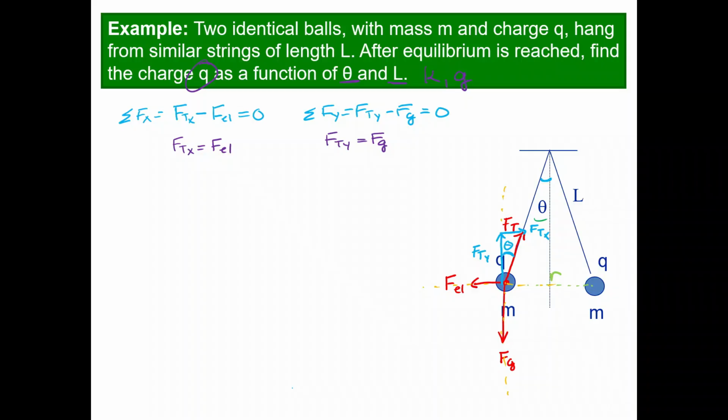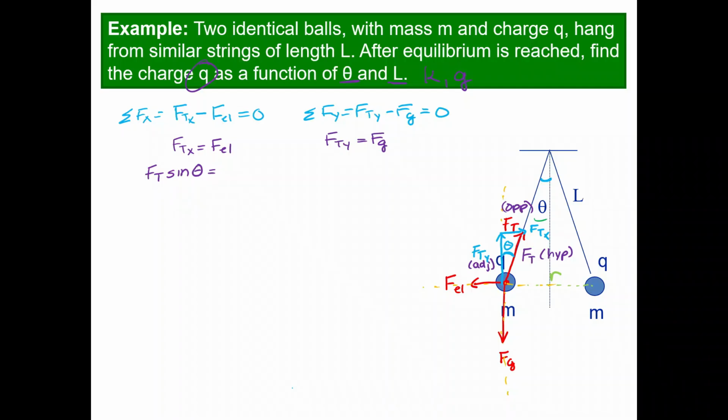What I'm going to do is I'm going to use my trig. So FT is over here, that's my hypotenuse. FTY is the adjacent side, and FTX is the opposite side of that triangle. So that means FTX, which is the opposite side, is going to be FT sine theta.